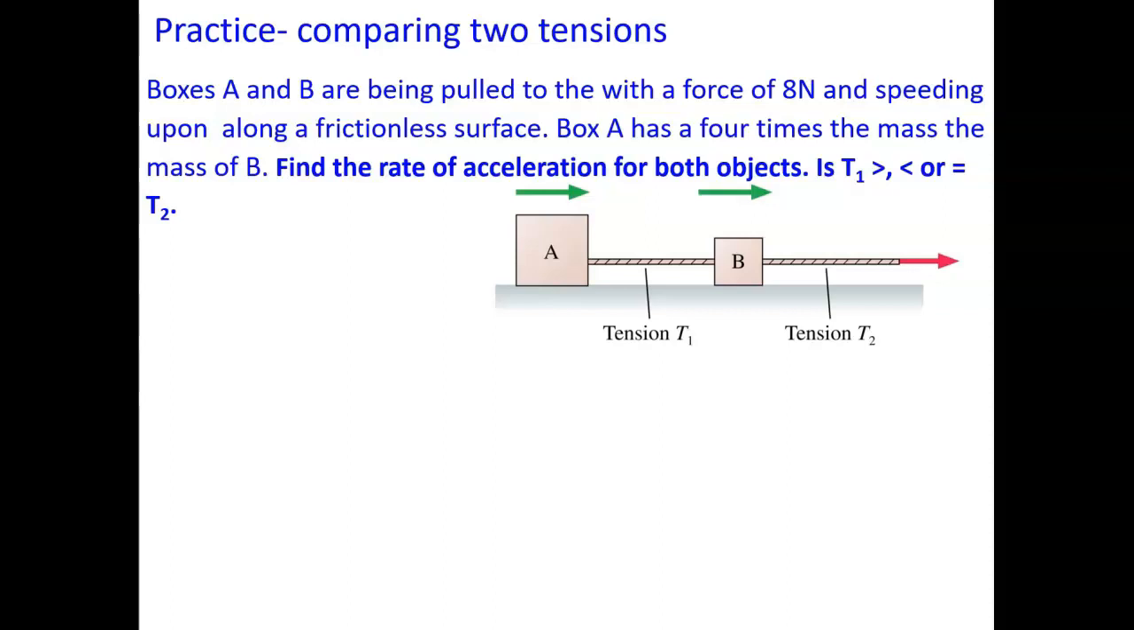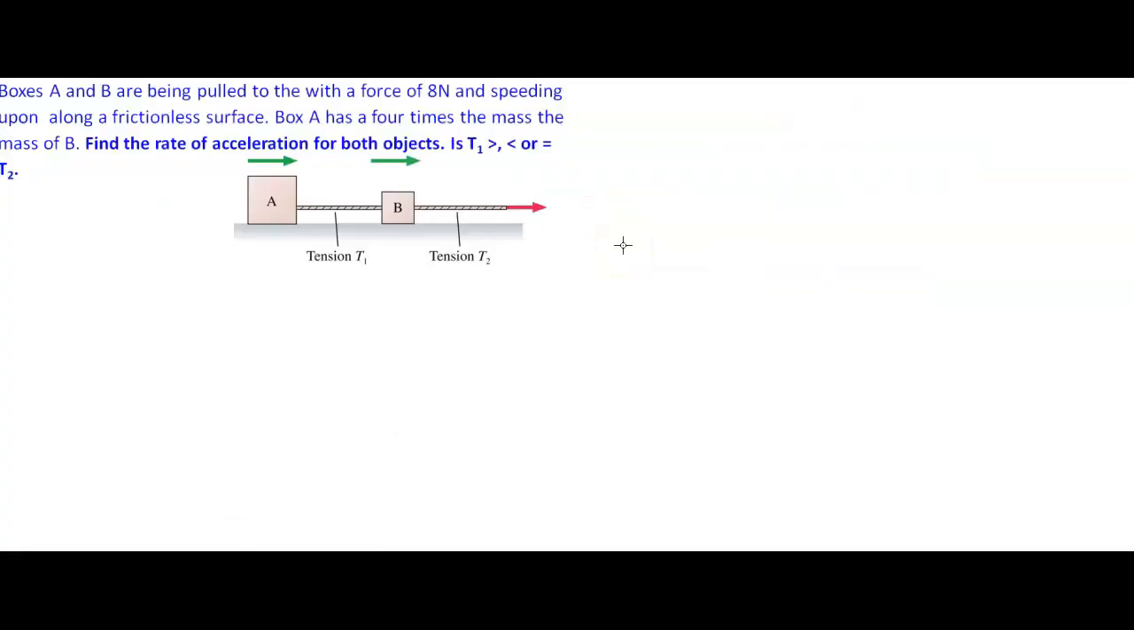So pause the video in a second. What I want you to do is ask yourself how many forces are acting on box A and how many forces are acting on box B. So go ahead and pause the video right now. So you've thought about the number of forces acting on block A, or interacting with block A, and also the number of forces interacting with block B.